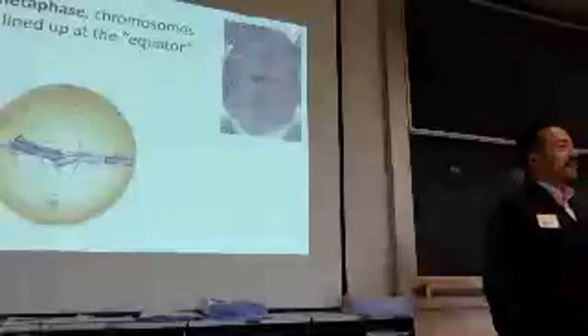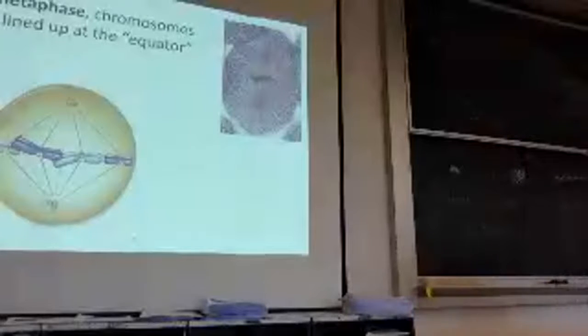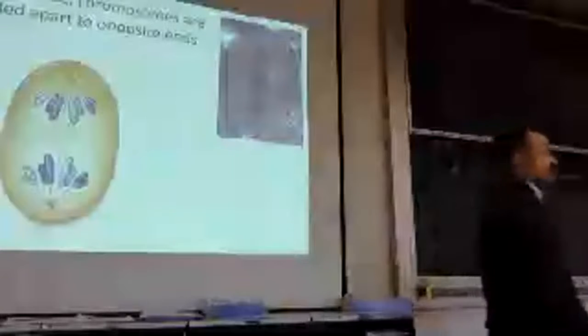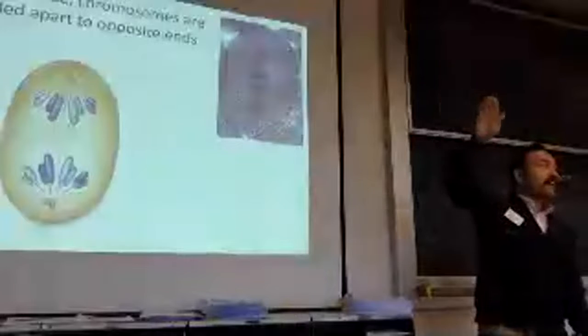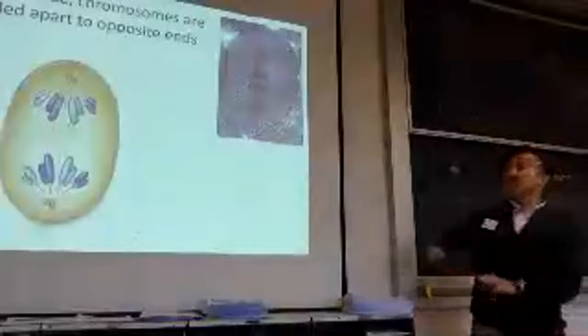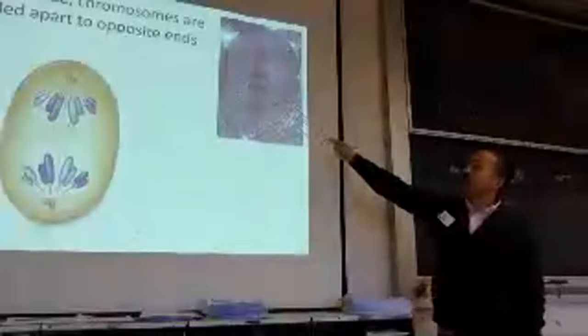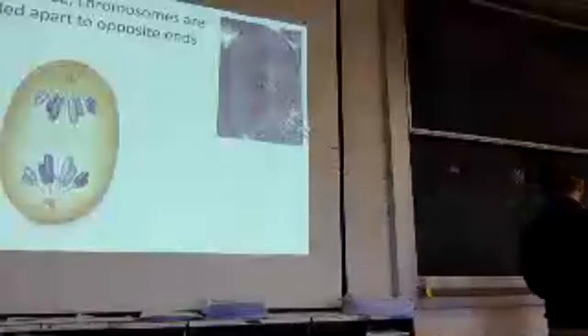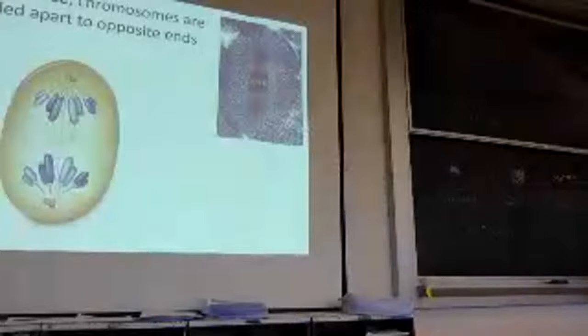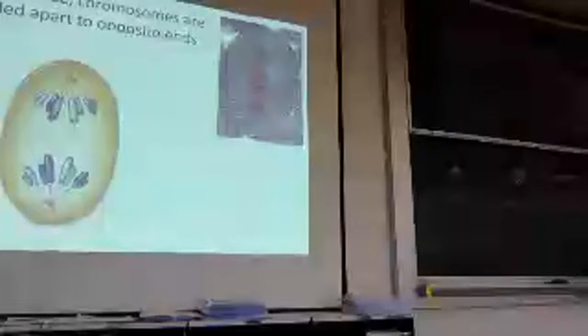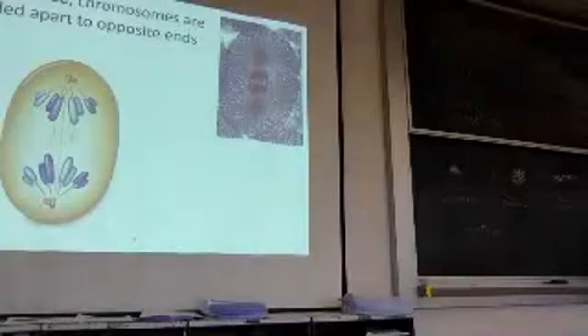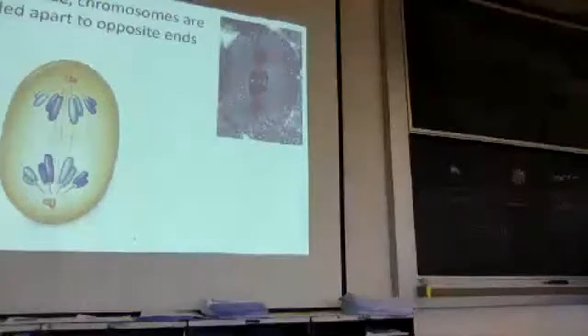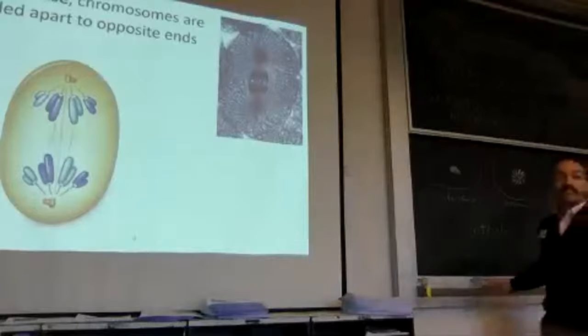Now what's the next step? Pull it apart. Those spindles can pull. Great. We'll separate those duplicates. So one copy goes to one side, one copy goes to the other side. You can see that separation here. So it's lighter in the middle because you pulled each copy apart. That's called anaphase.